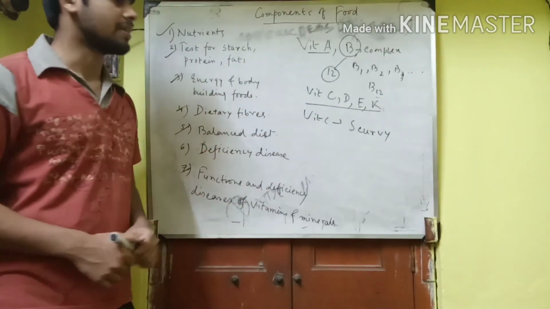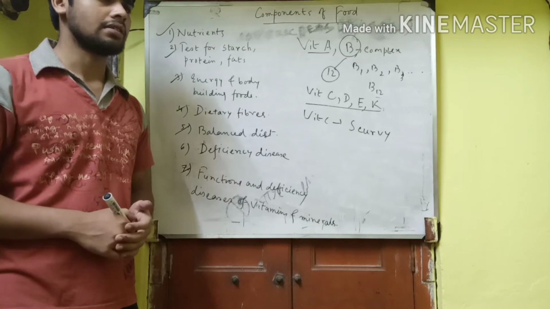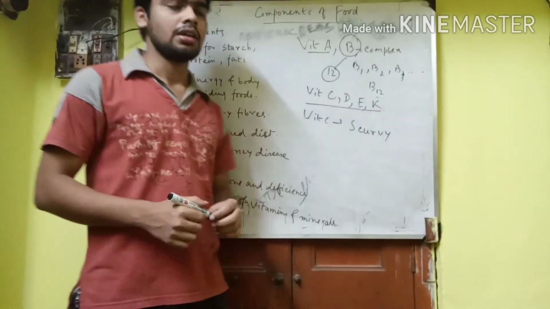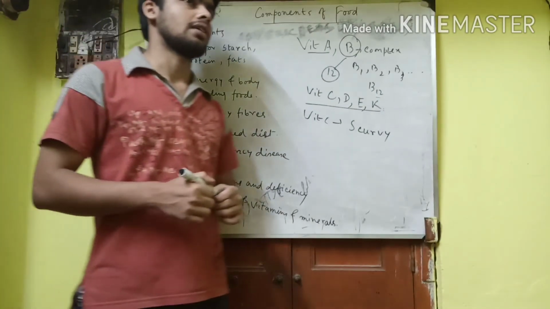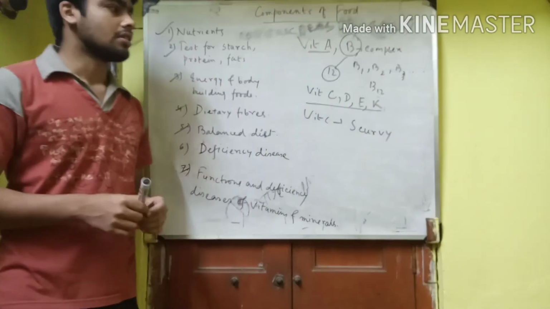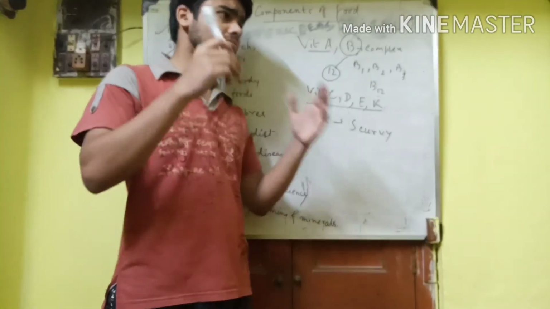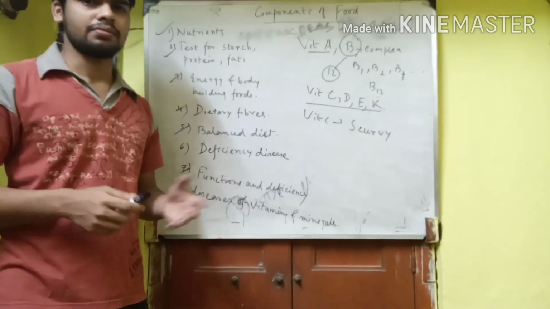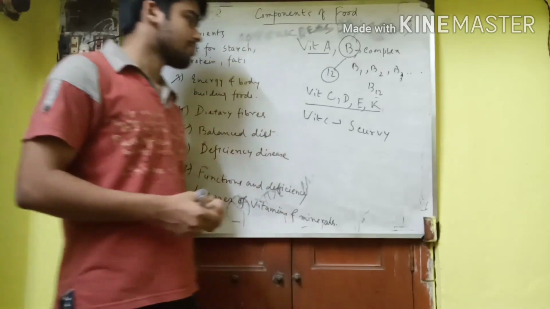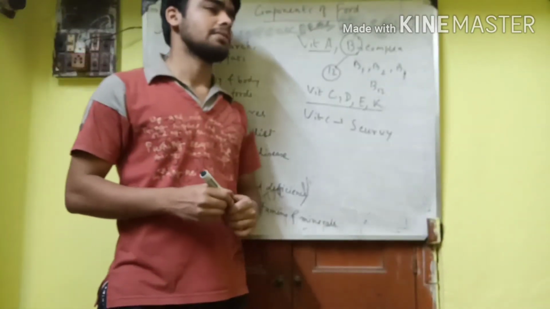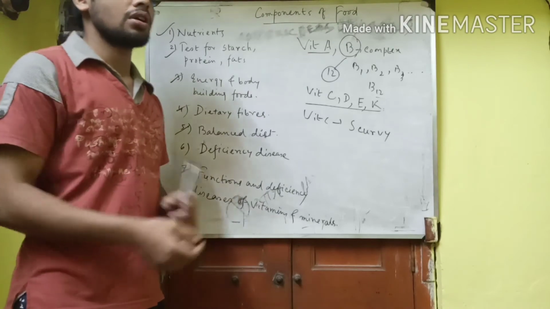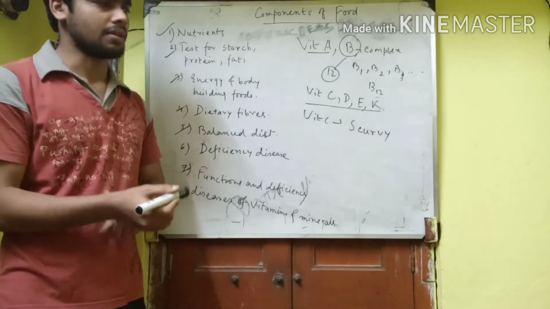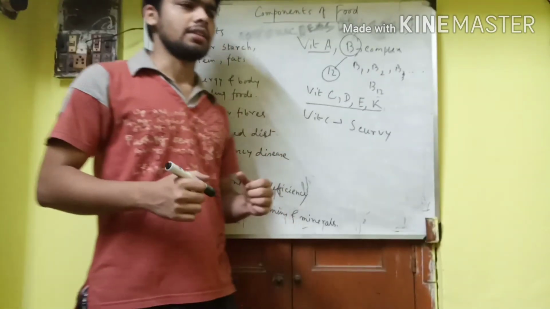And then comes vitamin D. Vitamin D we have to gain mainly from the sunlight. Everybody is advised to get sunlight during the day for some time. Vitamin D helps us have stronger bones and healthy bones.